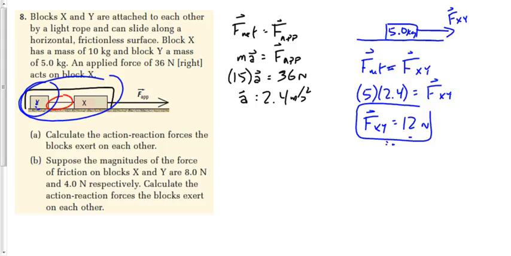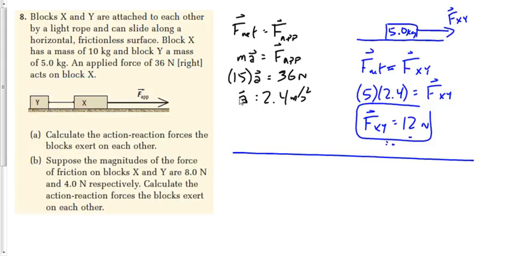Okay, question B says, suppose the magnitudes of the force of friction on X and Y are 8 newtons and 4 newtons respectively. What's the action-reaction forces now? All right, I'm going to erase that and go back to drawing a free body diagram here for this. X is, we'll call this FFX, it's 8 newtons, and we'll call this FFY, that's going to be 4 newtons.